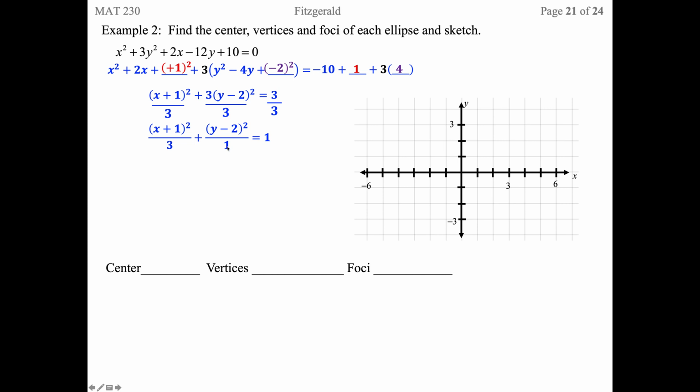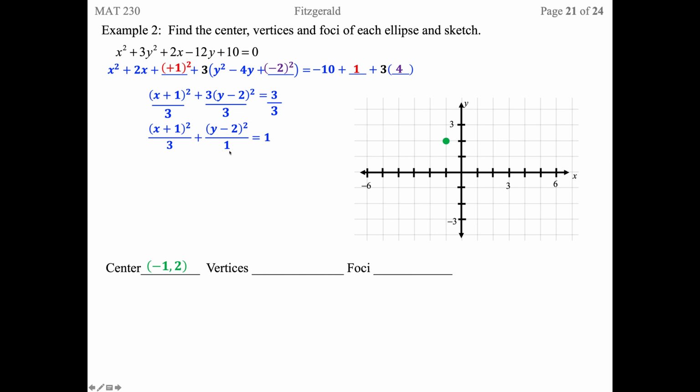These cancel out to a 1. I like to leave the 1. It's optional. You don't have to. The reason I like to put it there is because now when I come to find my vertices or my co-vertices or minor vertices, I have that 1. I know I need to do something with it. So our center, negative 1, positive 2. Plot it.